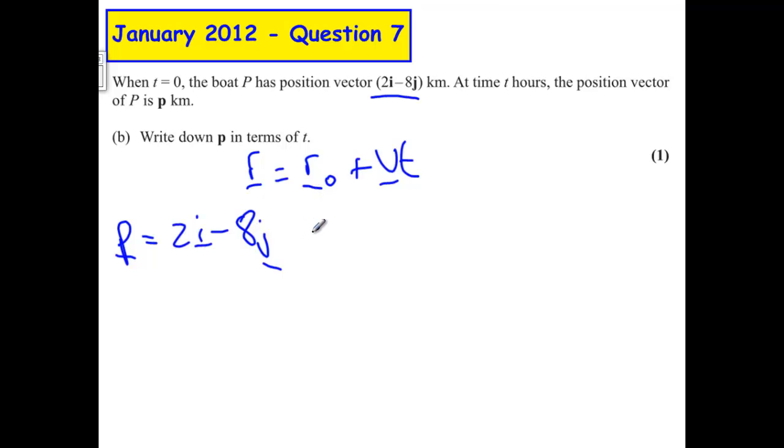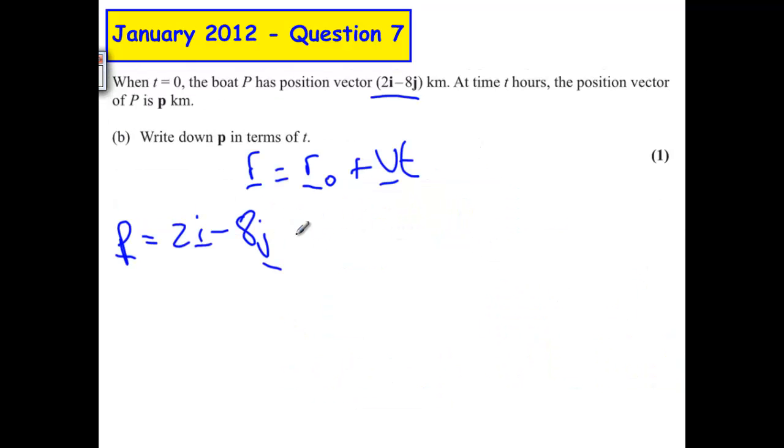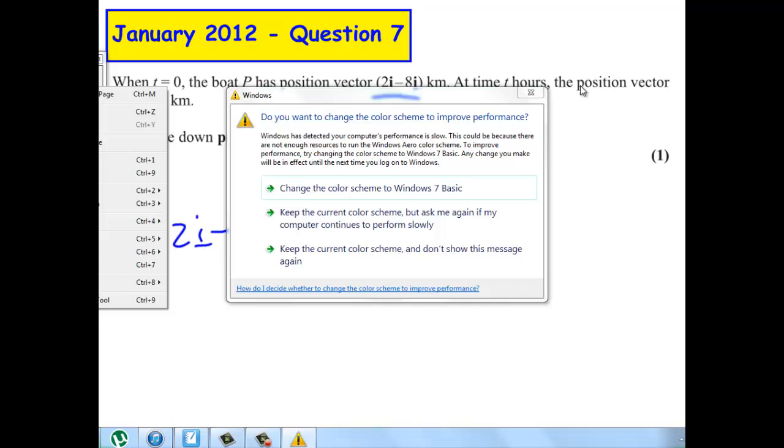And from part A of the question, I know that the velocity is minus 4i plus 8j. So I'm going to substitute that for the velocity of my boat. So it is plus t times minus 4i plus 8j, and it's that times my value of time. And obviously depending on what value of time I have will change the actual value of the position vector. But that is a general expression for P, and it depends on time.